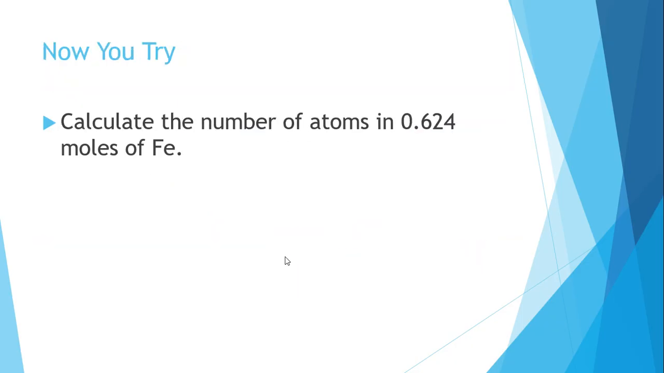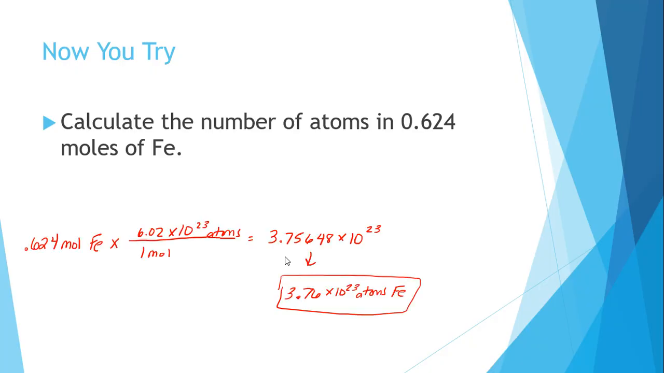Now I want you guys to try to calculate these on your own. Pause the video and then see if you're right on the next slide. So here's the answer. How did you guys do? Again, remember, it makes sense here. We have atoms and iron is an element, so those two go together. Your moles need to cancel, and rounding to 3 sig figs.